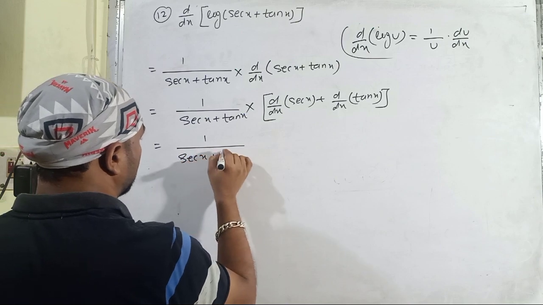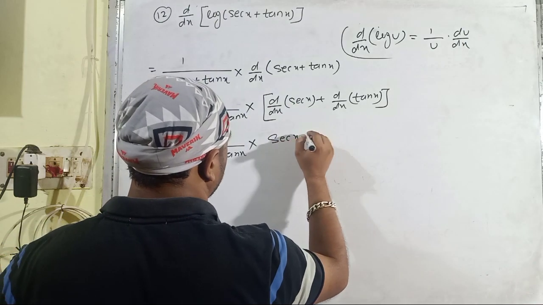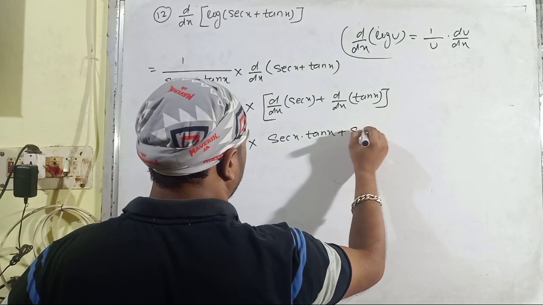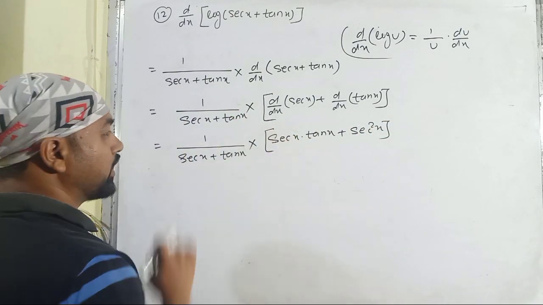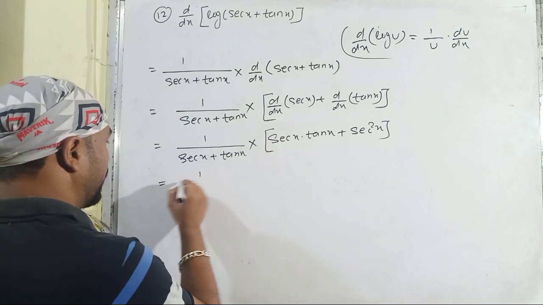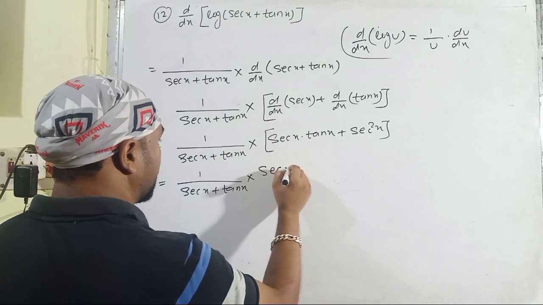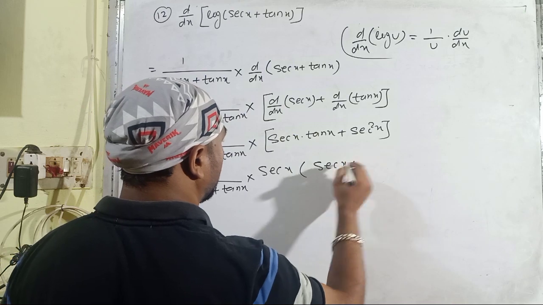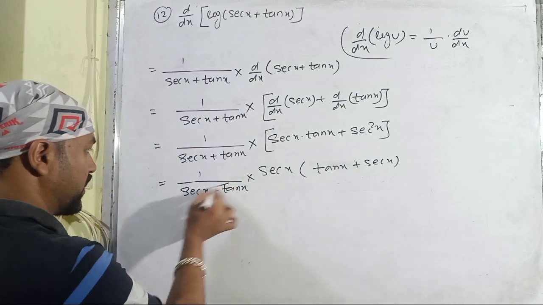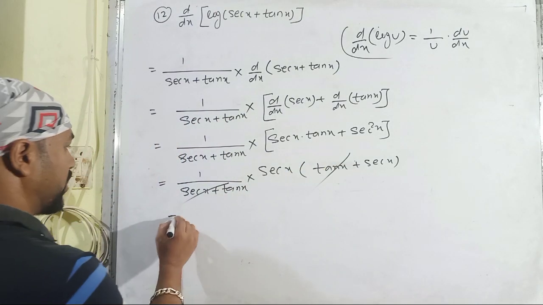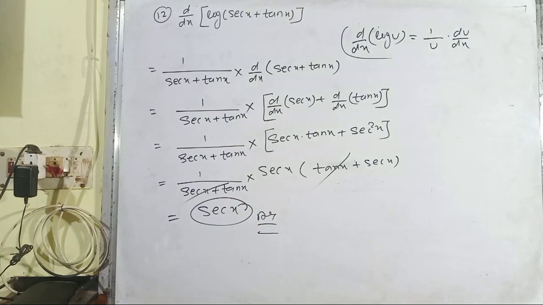1 upon sec x plus tan x multiplied with the differentiation of sec x, which is sec x into tan x, plus differentiation of tan x, which is sec square x. Taking sec x as common, we have 1 upon sec x plus tan x, and taking sec x as common, it will be sec x plus tan x. Just cancelling the common parts from the numerator and denominator, we have the result here, and that is sec x. And here it is the answer for the problem number 12.